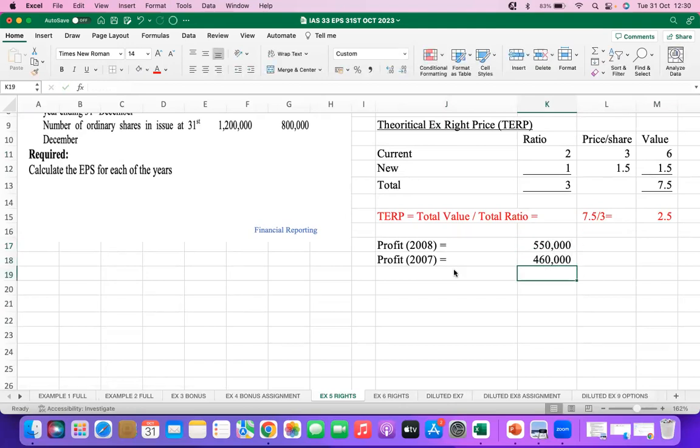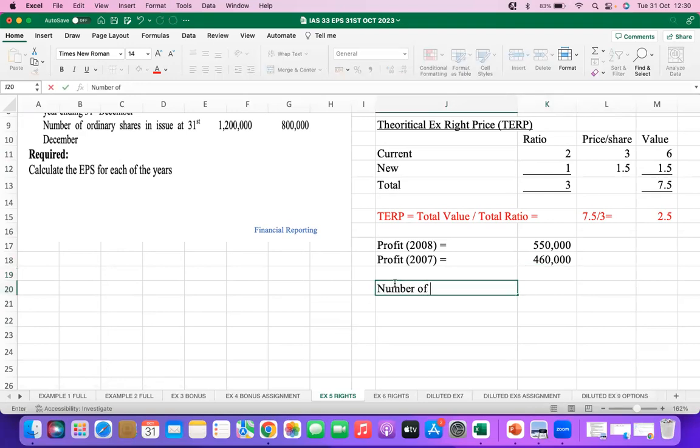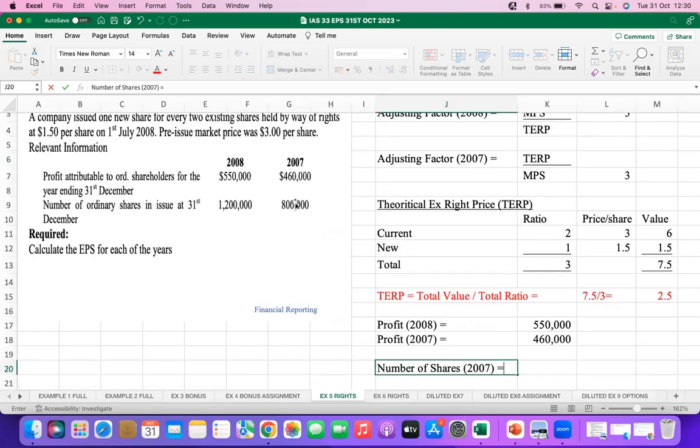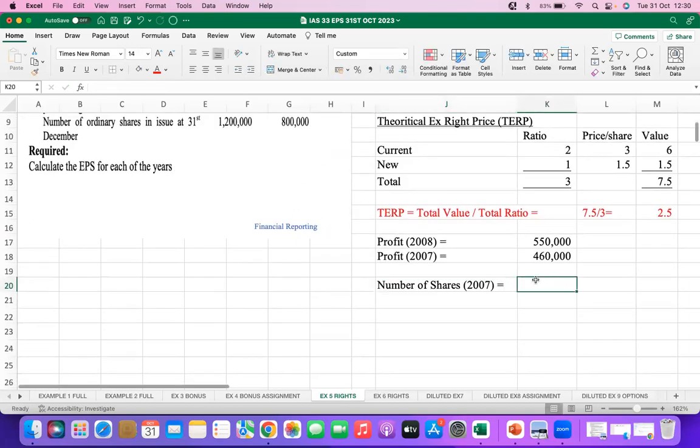So in this case, what about the number of shares in 2007? Remember, there were no new shares introduced in 2007. So we don't need to calculate the weighted average. We just pick the 800,000. You only calculate weighted average if there are new shares introduced.